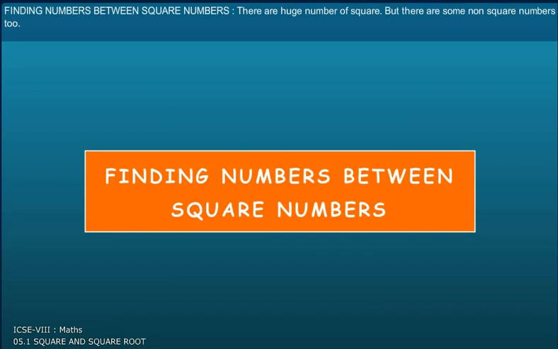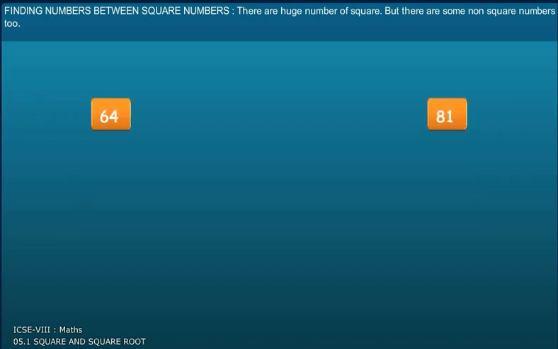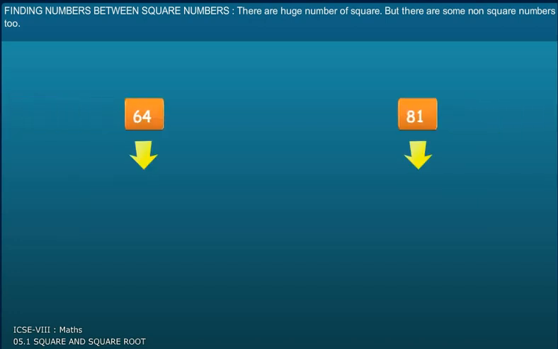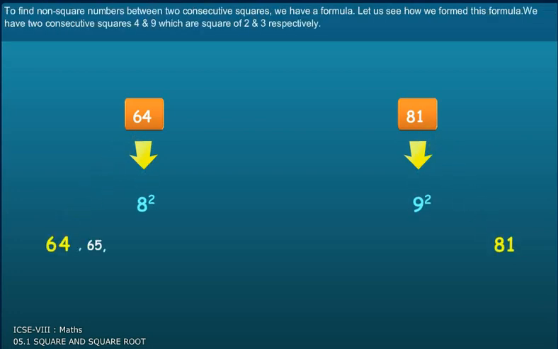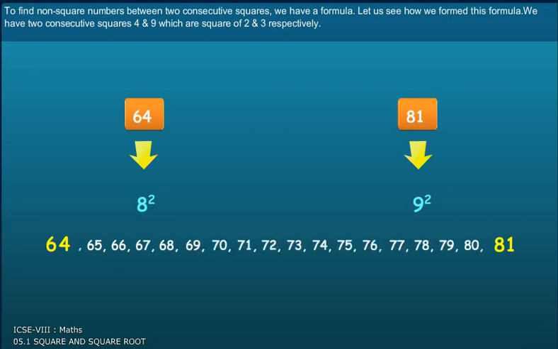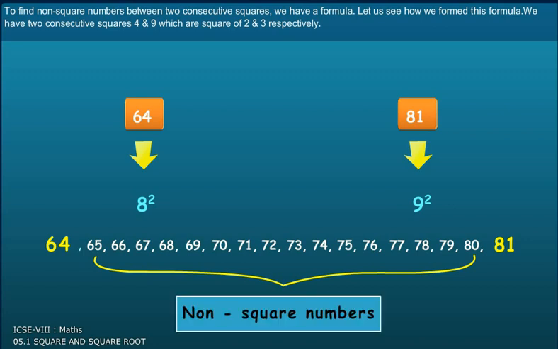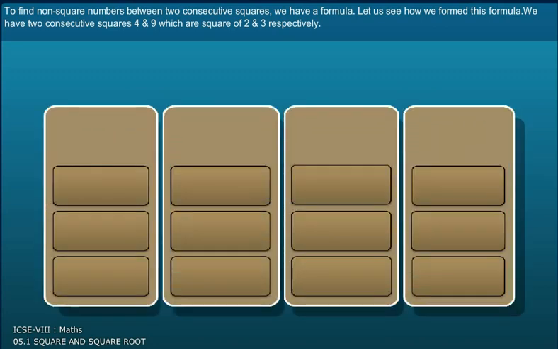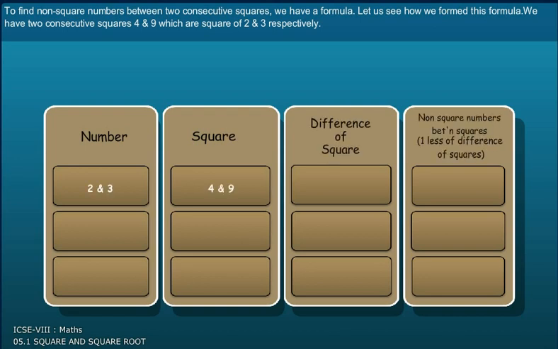Finding numbers between square numbers. There are huge number of squares, but there are some non-square numbers too. To find non-square numbers between two consecutive squares, we have a formula. Let us see how we formed this formula. We have two consecutive squares, 4 and 9, which are squares of 2 and 3 respectively.